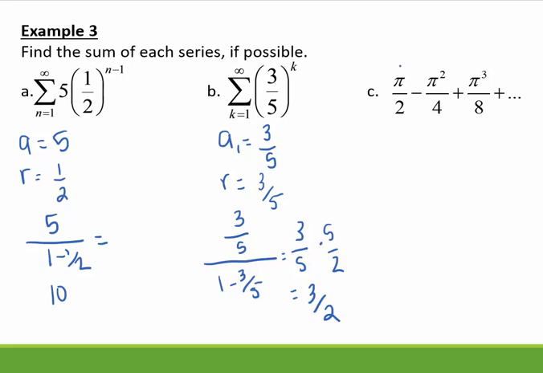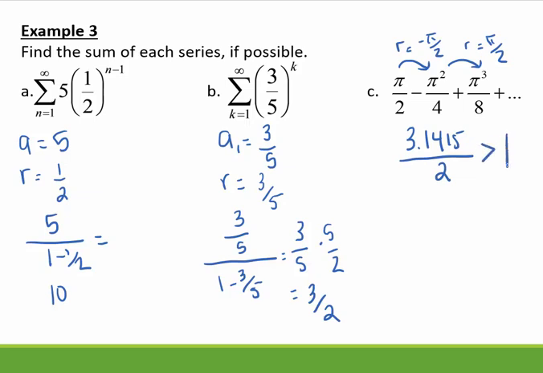Now let's look here. Here, my ratio is -π/2. Remember, pi is 3.1415 whatever, divided by 2. That's going to be some number greater than 1. So that diverges.